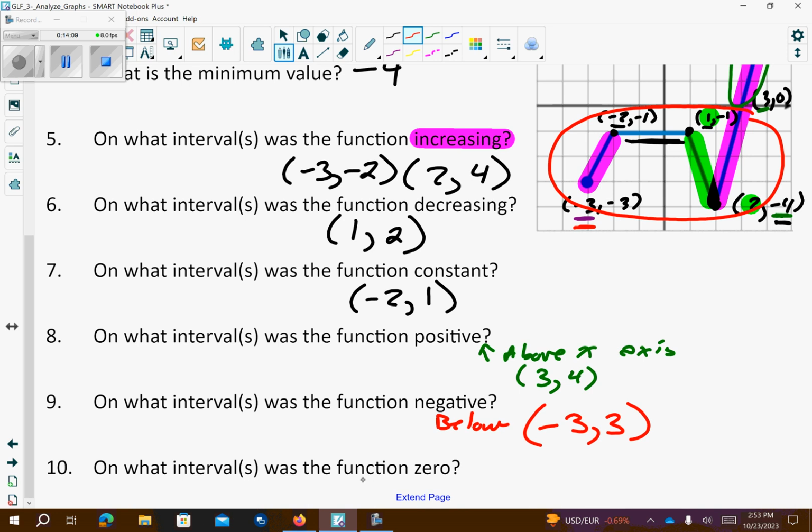On what interval was the function 0? (3, 0). Where, on what interval was the function 0? Yeah, that's where it's crossing the x-axis. So at (3, 0) is where it crosses the x-axis.